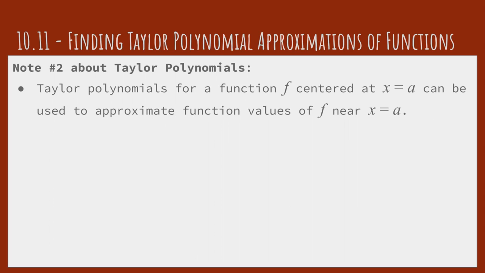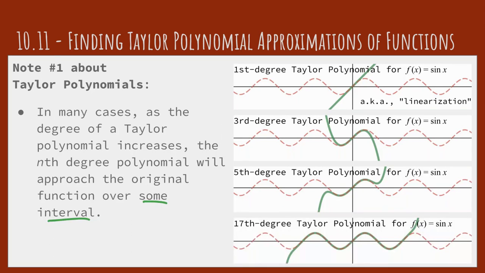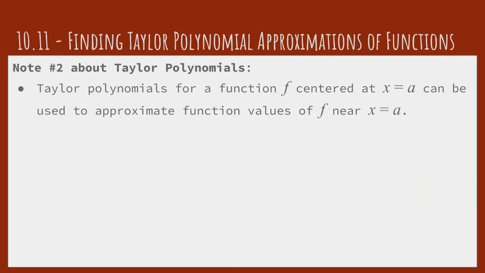Second note, Taylor polynomials for a function centered at x equals a can be used to approximate the function f near a. That comes from the fact that when we graph them, you can see that the graphs of the two are almost identical over some interval. And so especially as we're close to the center of that interval, the Taylor polynomial is a good approximation.